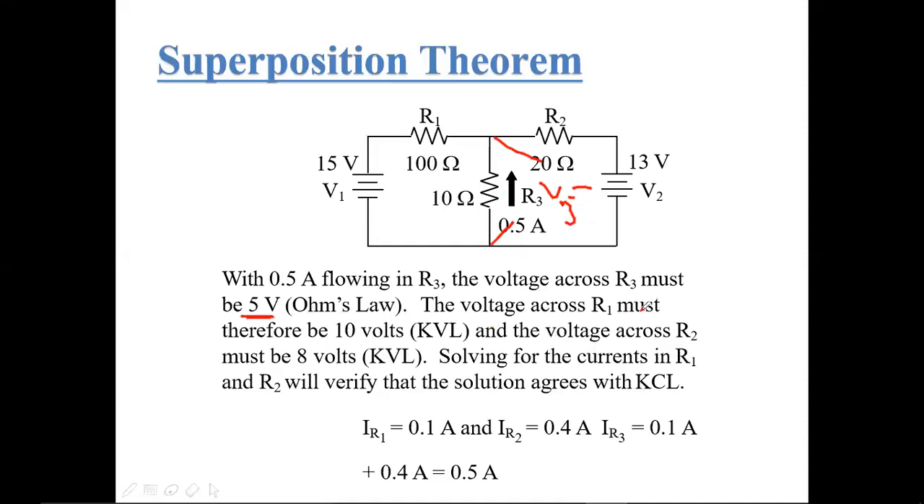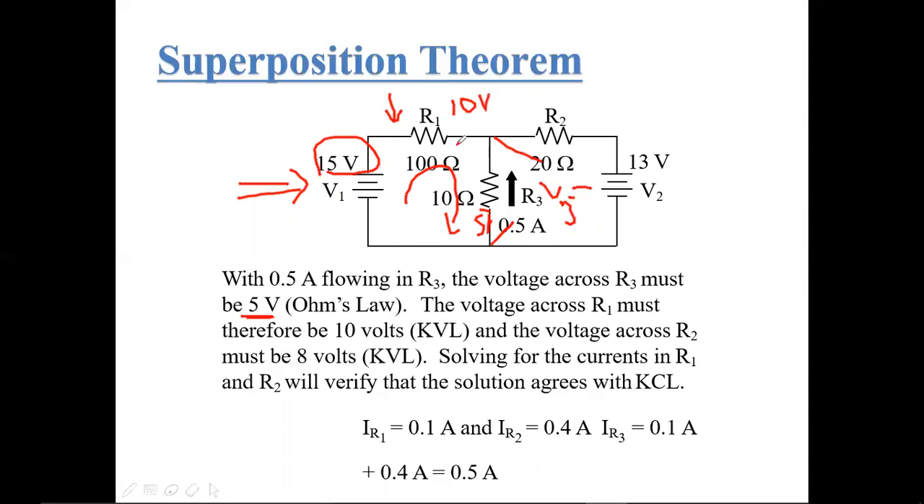The voltage across R1 must therefore be 10 volts, right? Whatever voltage we are giving needs to be distributed across the two consuming elements, R1 and R3. Here one consuming element takes 5 volts. The remaining voltage is 10 volts. Based on the KVL loop equation, the input voltage is utilized in the form of drops. If 5 volts is consumed here, the remaining 10 volts is obviously consumed by R1 itself.